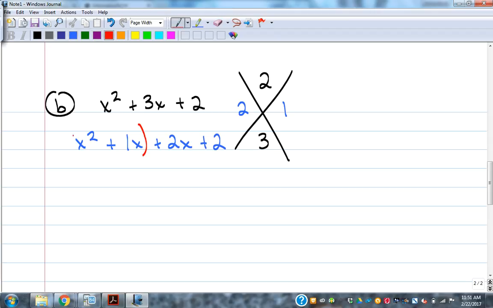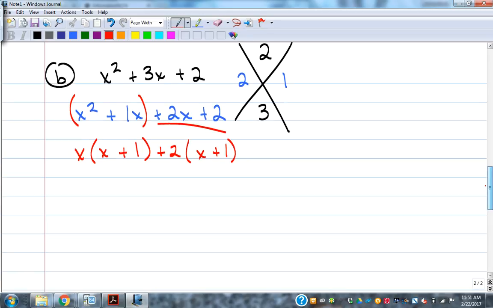Now, group the first 2 together. What do they have? 1x. What's left in the parentheses? X plus 1. Good, Adam. What's in the second group? What do they got in common? What kind of 2? Positive 2. So it's a plus 2, leaving x plus 1. So the factored form, x plus 1, x plus 2. We factored another trinomial using the X method.